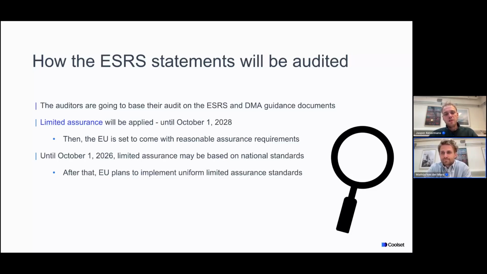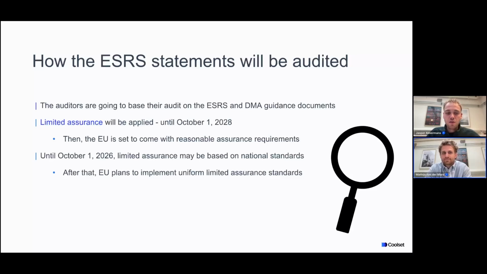So limited assurance will apply for the next four years still, which is perhaps also a bit of a relief to some companies that are worried about this auditing process being very strict and stringent and putting you to the test. You do have to report everything correctly, but they won't try to prove you wrong, because that's what reasonable assurance essentially means.